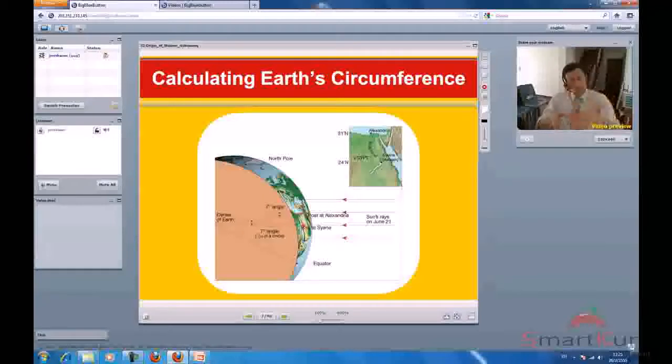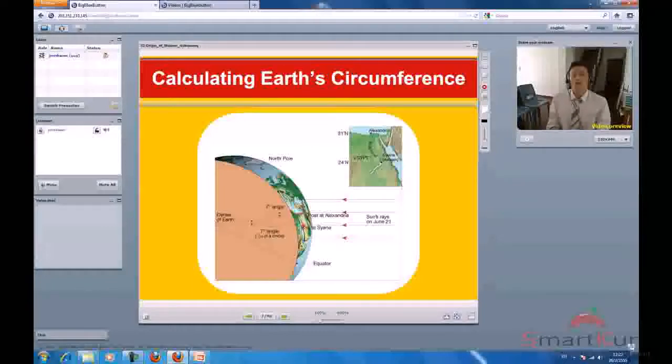Now, people already knew that this well at Syene, this deep, narrow hole for finding water, this well was very special because people knew that on June 21st, sunlight would go all the way down to the bottom of the well. But during other times of the year, the sunlight would never reach the bottom.